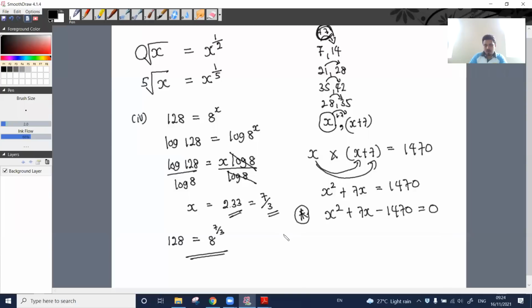This is a quadratic equation. There are two methods. There are two approaches where we can solve quadratic equations. What are those two approaches? Actually, there are three approaches.